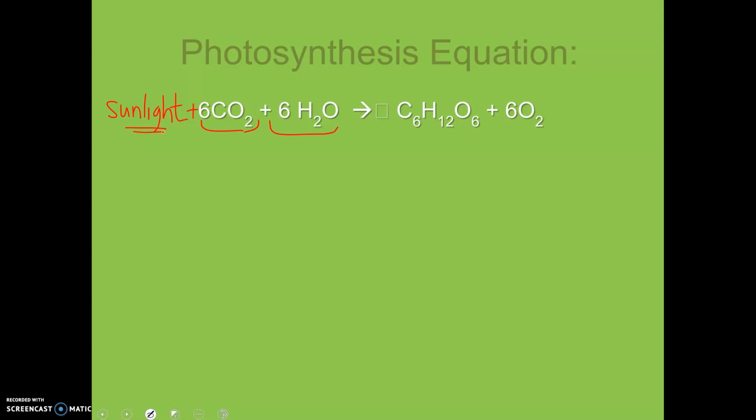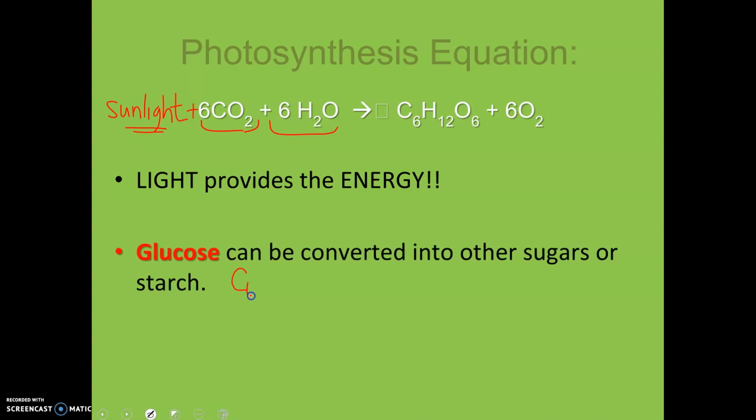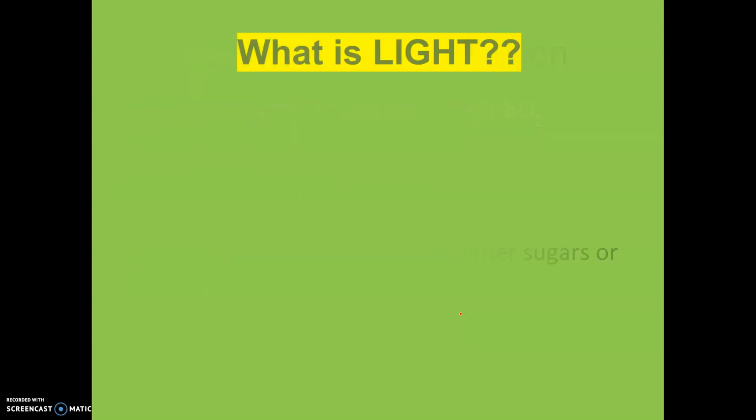Okay, so moving along. Light is the energy for this process. Now, glucose, which is C6H12O6, which you should know from our previous chapter, can get converted into other things. For example, it could get converted into a disaccharide, sucrose. It could get converted into starch, like in potatoes and rice. So glucose is our original product of photosynthesis, but then it can get converted into more complex carbohydrates.